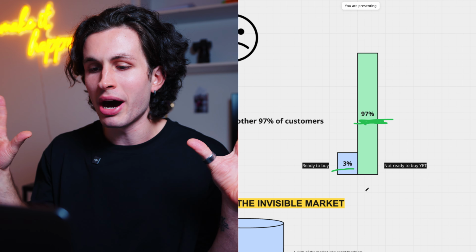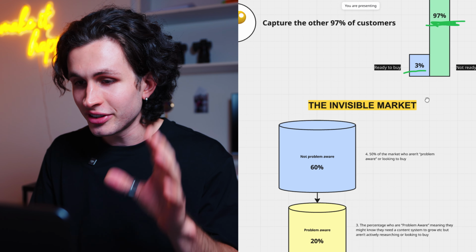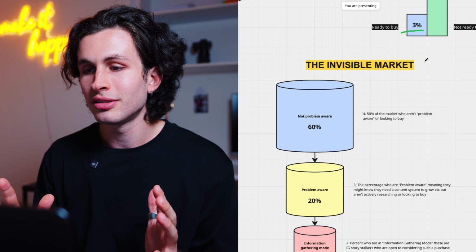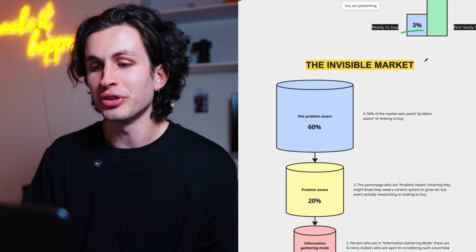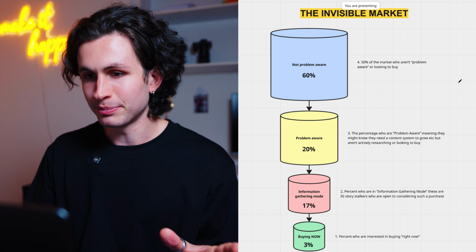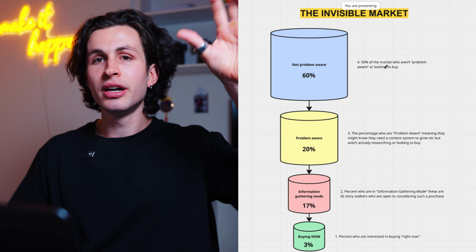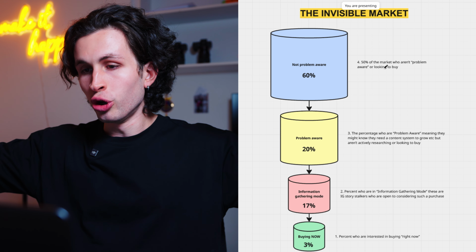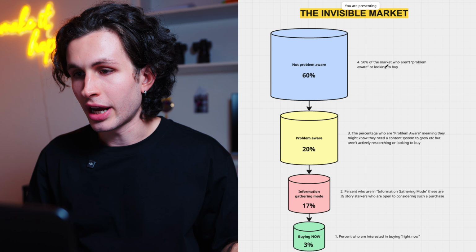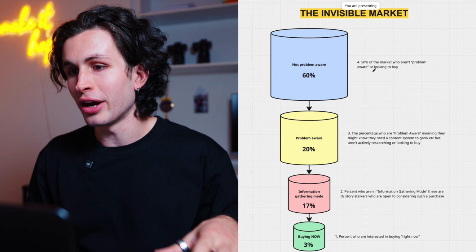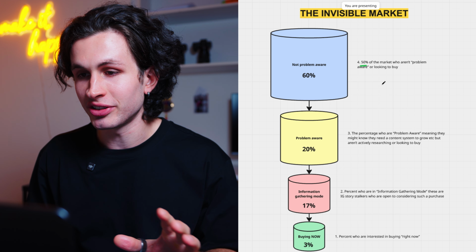This is how the whole market actually looks right now. This is the invisible market that no one sees, but is happening every single day. So look at this pyramid. At the top of the pyramid, there are the 60% of people who are not problem aware. And so 50% of the market who aren't problem aware or ready to buy. Sorry, that should say 60.